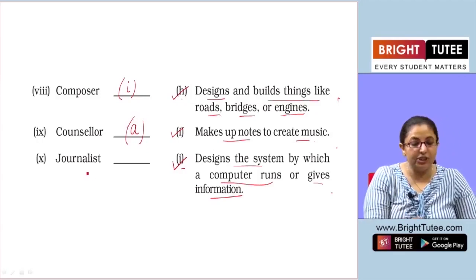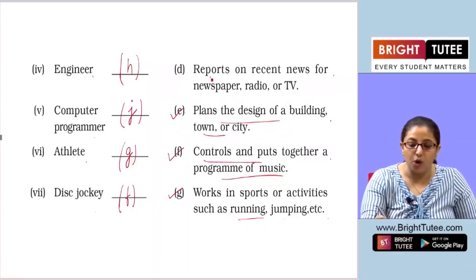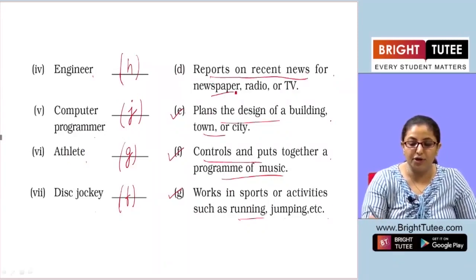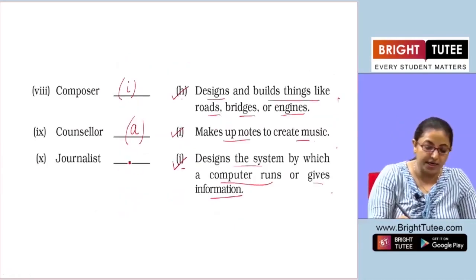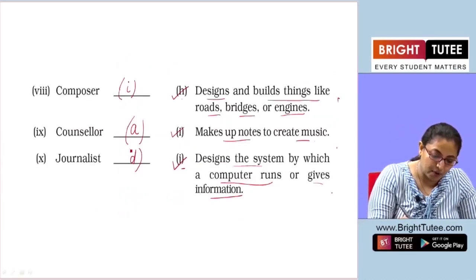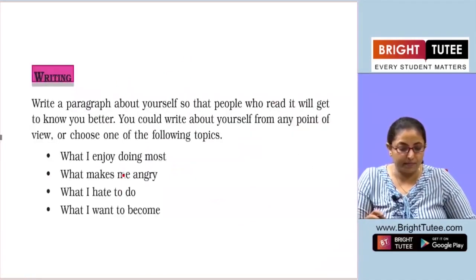And last, journalist. Who's a journalist? A journalist is a person who reports on recent news for newspaper, radio or TV. So the answer would be D. Okay, so we are done with match the following.